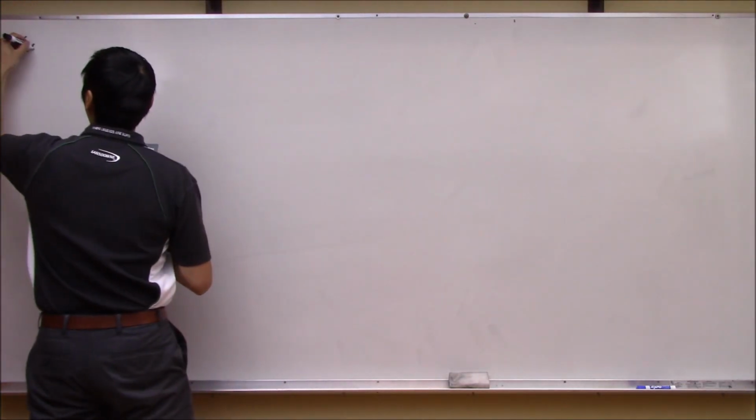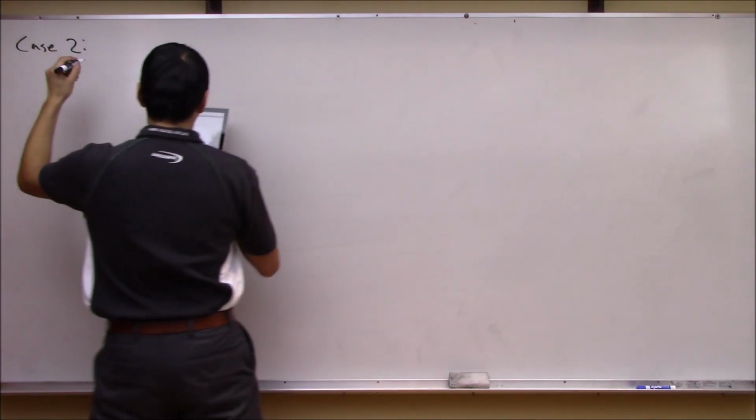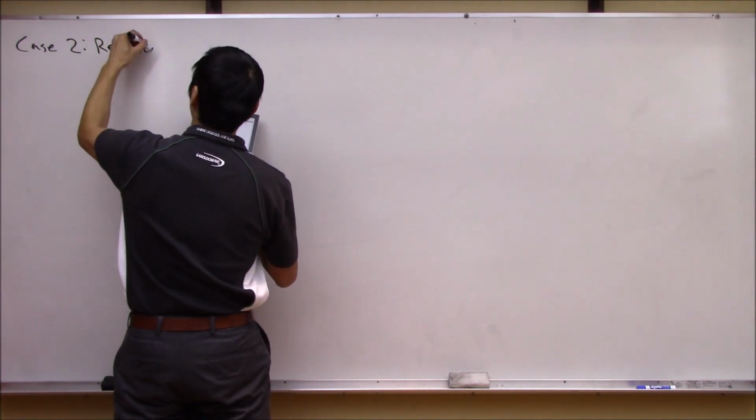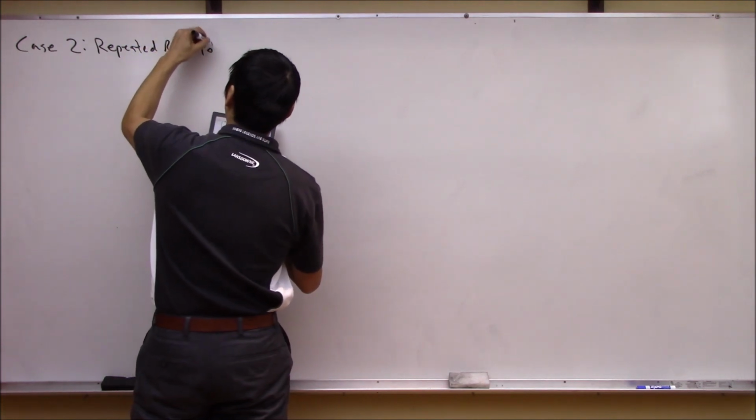All right, so now if you remember, the case 2 that we looked at during our partial fraction expansion discussion was the case of repeated real poles or roots.